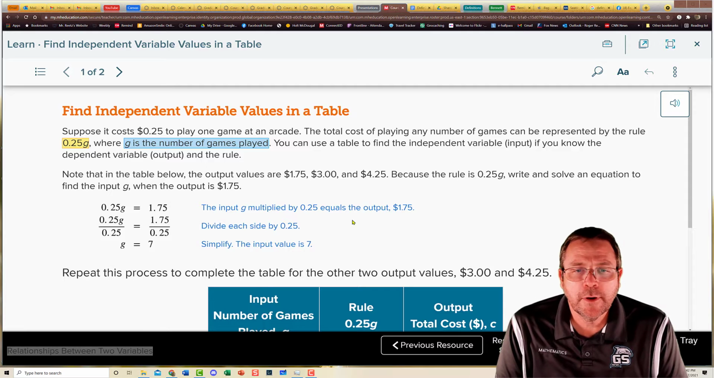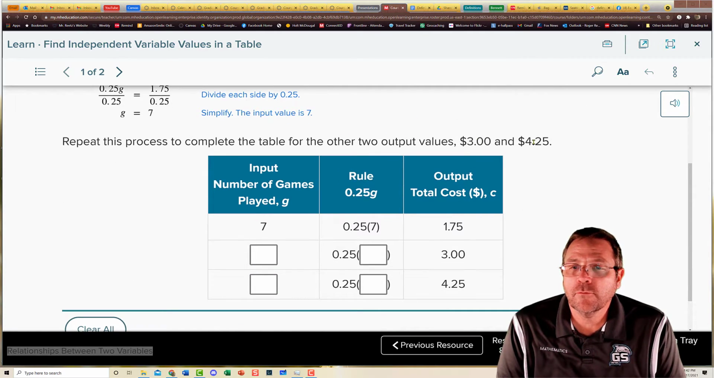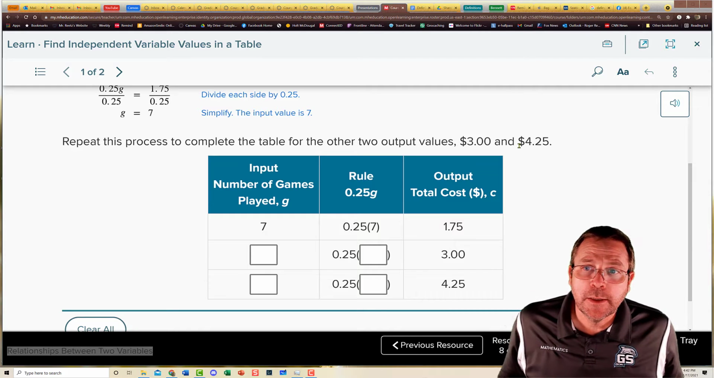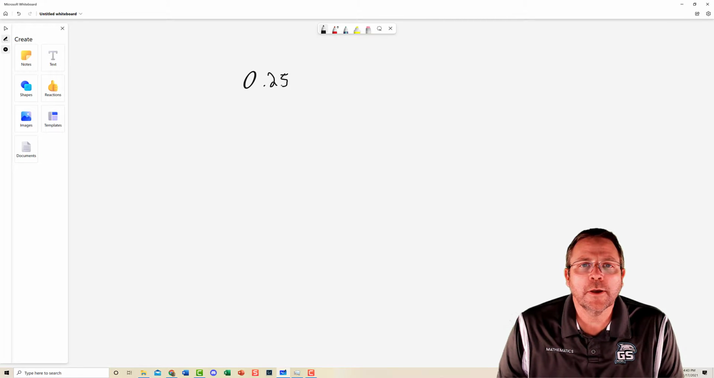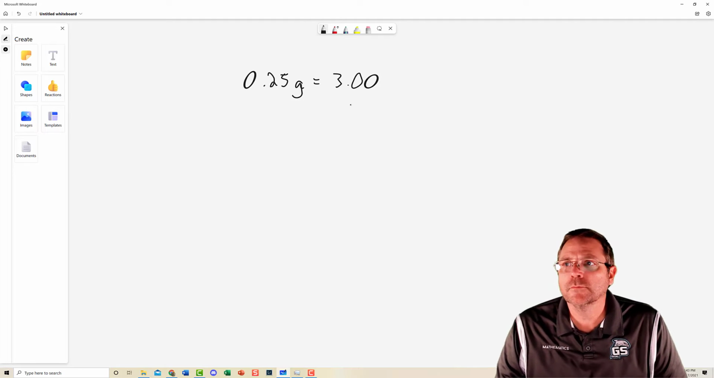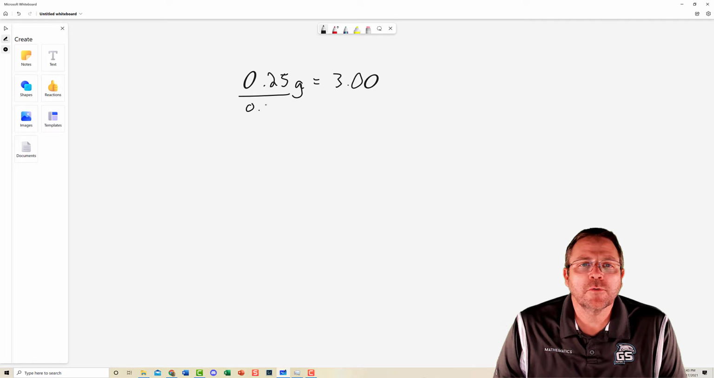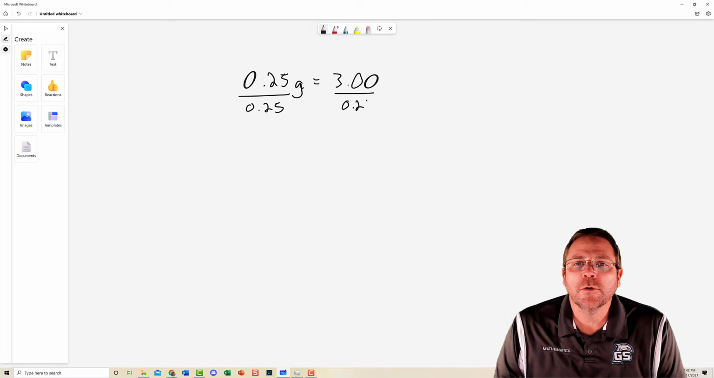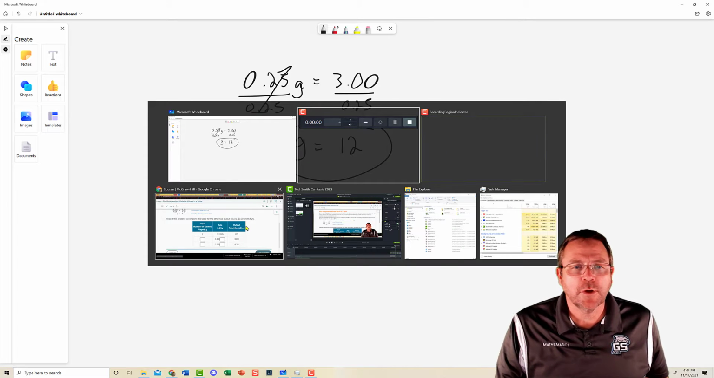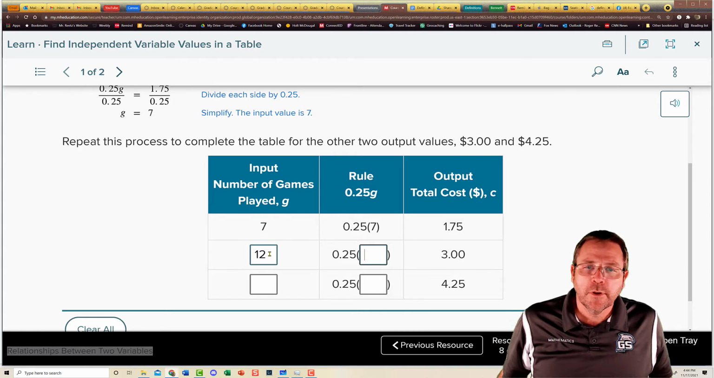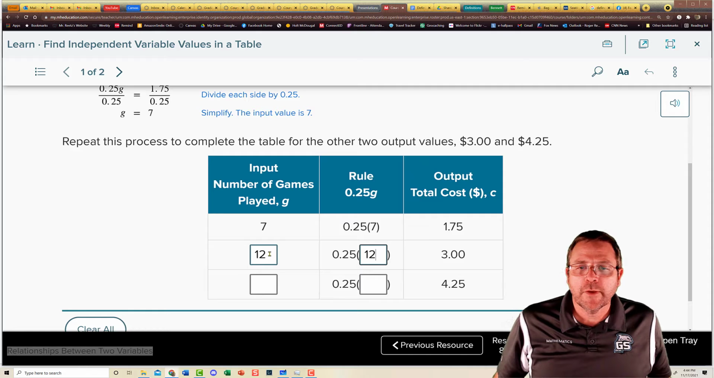Now we can use the table we have down here below to repeat this process for $3 and for $4.25. But being big kids, we're going to have to show our work algebraically. So I'm going to start off with my formula. It says 0.25 times the number of games is going to equal, and the first amount they had for us was $3. From here, all we have to do is divide both sides by 0.25. Those divide out, becoming 1 times G. That's going to equal G, and $3 divided by 25 cents, that's going to equal 12. So that tells me that we're looking at 12 games. So we're going to jump back over here, and I'm going to say that 0.25 times 12 is going to equal $3.